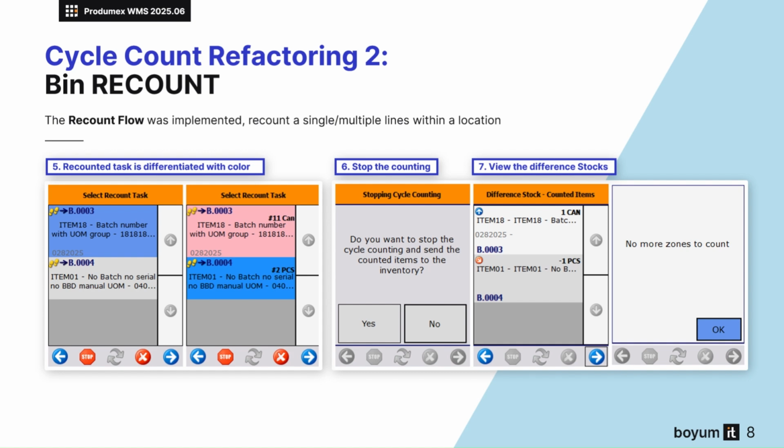View the difference stock screen. With arrows you can easily spot inaccuracies. In case the difference is positive, the handheld version will show a blue arrow pointing upward. In case the difference is negative, the handheld version will show a red arrow pointing downwards and add a minus sign before the quantity. Let's see the next agenda.